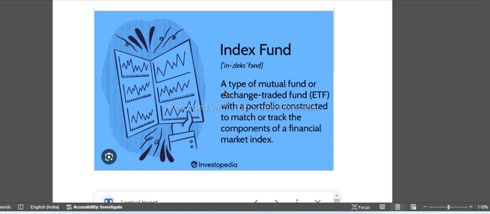If you buy, after some expense ratio is collected, the balance amount is credited to your demat account. So this is called an index ETF.